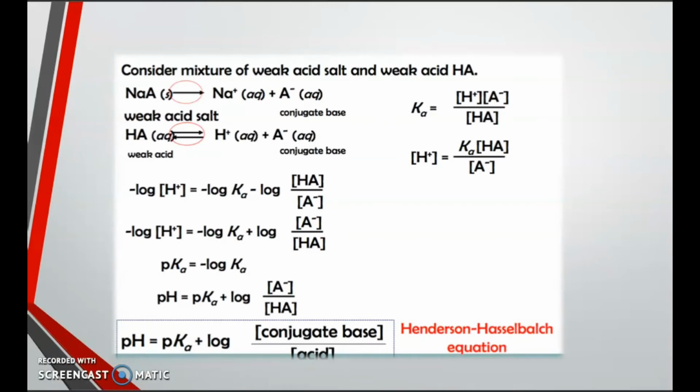Consider a mixture of a weak acid salt and a weak acid. Look at this. This is the weak acid salt and this is the weak acid. So when you look at the Henderson-Hasselbalch equation, pH is equal to the pKa plus the log of the concentration of the conjugate base divided by the concentration of acid.